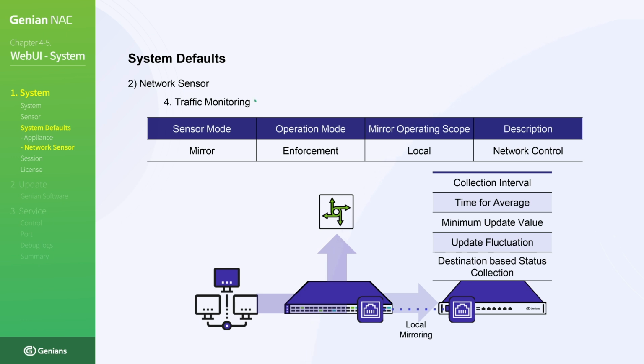The traffic monitoring section configures the analysis of packets received through the mirroring port, displaying traffic metrics or providing destination-specific traffic information. The traffic monitoring feature operates only in mirror operation mode, combined with enforcement operational mode, and when the mirror scope is set to local.